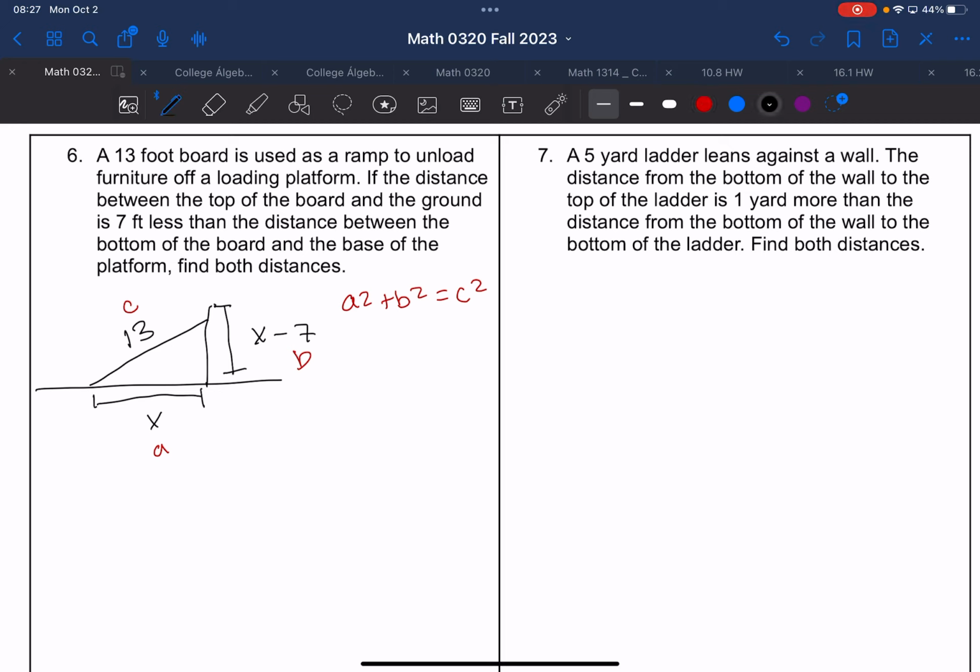Now that we have everything labeled, we're going to plug things into our equation. So our a squared is going to be represented by what? x squared, good. And then plus b squared, how would I write x minus 7 squared? Am I going to have that in parentheses? Yes. So x minus 7 squared equals c squared, which is just 13 squared.